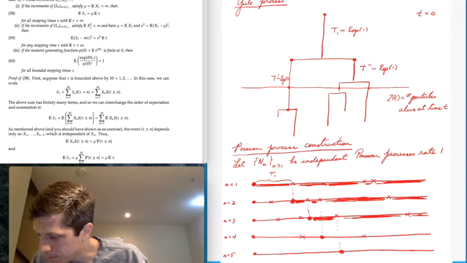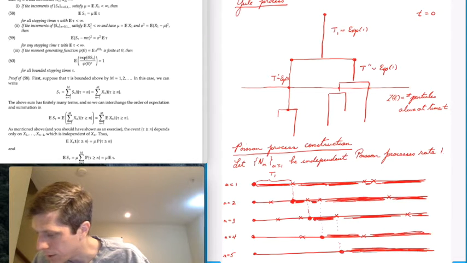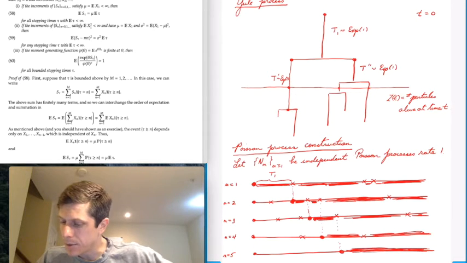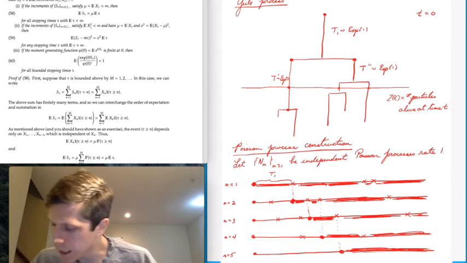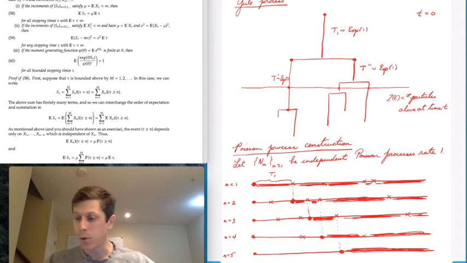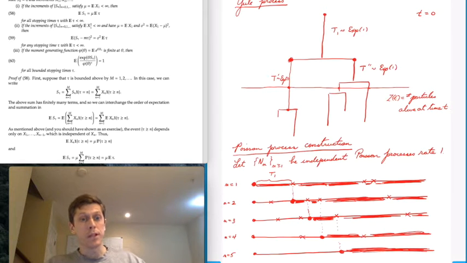So this actually gives us a copy of the original process, because we know that the waiting times in each of these processes are independent unit rate exponentials. And so the waiting time for the third particle to be born, given we have two particles, well, it's the minimum of two independent exponentials.